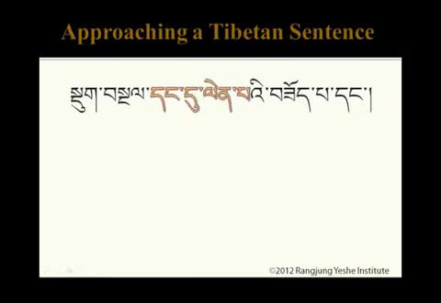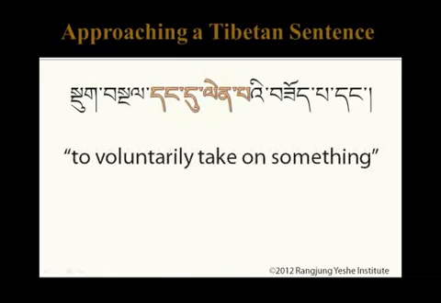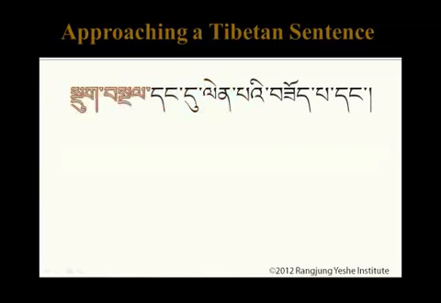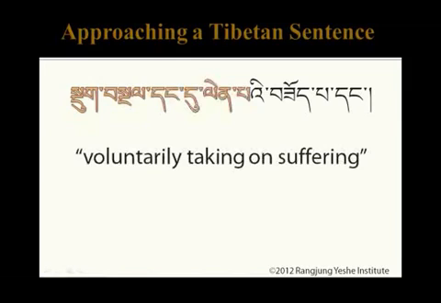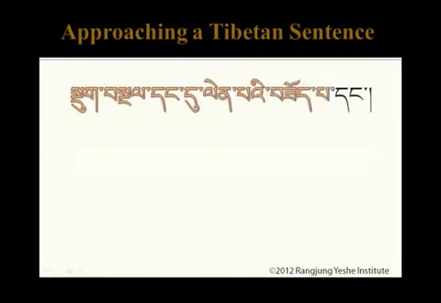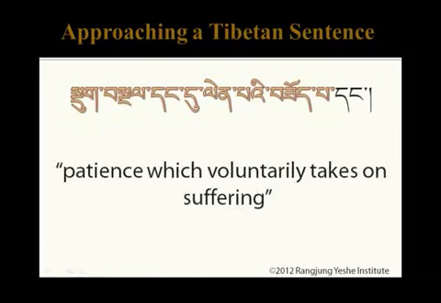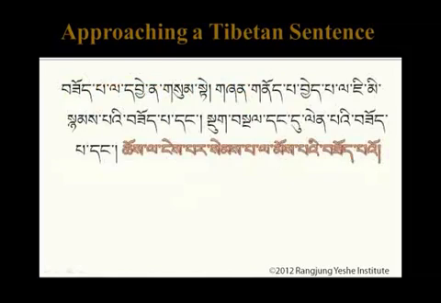You just have to learn these constructions over time, and you will become more familiar with them with practice. Here, the construction something dangdu lempa means to voluntarily take on something. So looking to the left, what's the something? Dunga, suffering. So dunga dangdu lempa means voluntarily taking on suffering. When we connect it with zupa with a connective particle, then the whole phrase reads, patience which voluntarily takes on suffering. So that's the second type of patience. Now for the third.